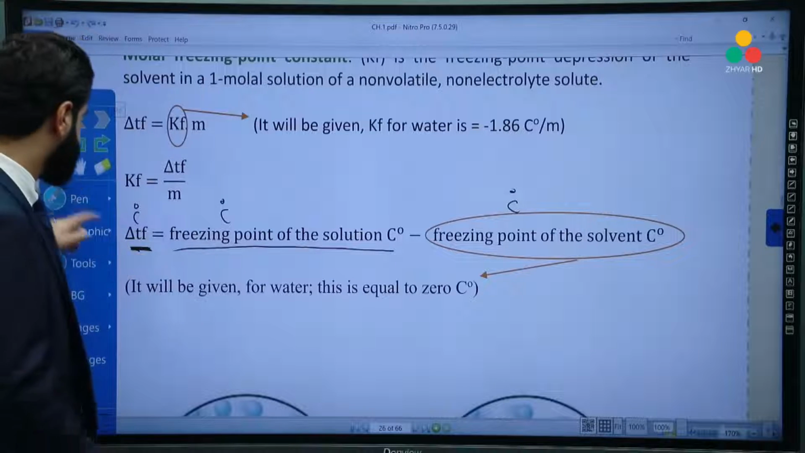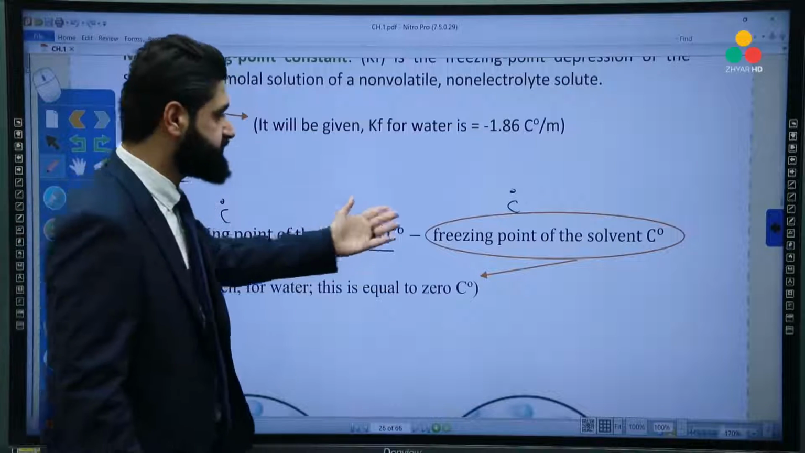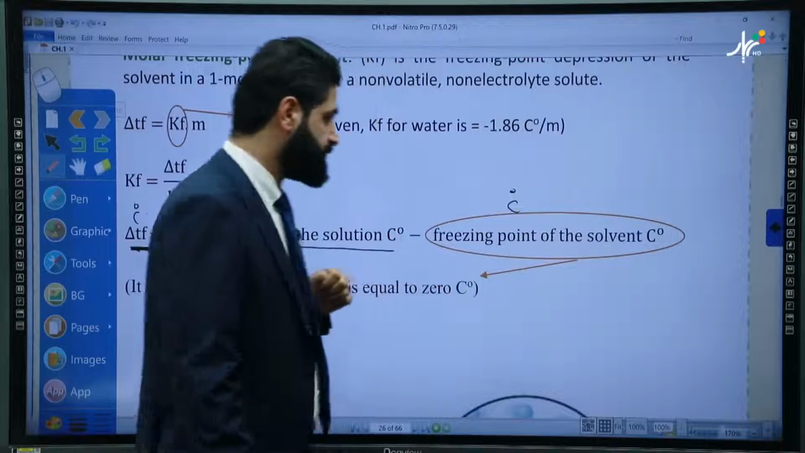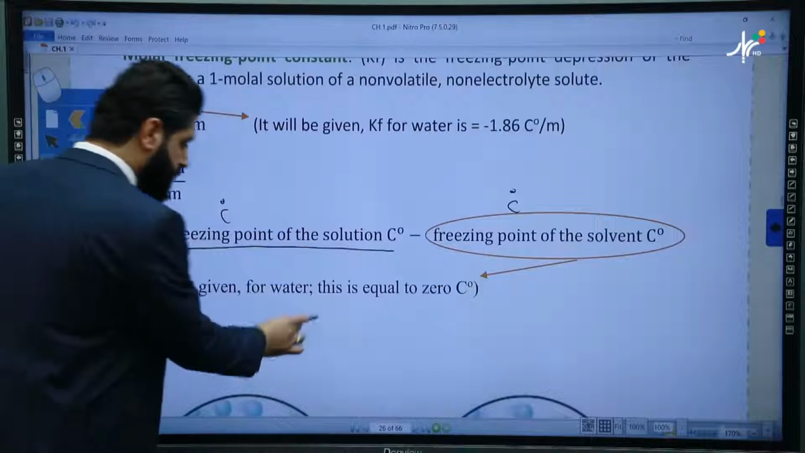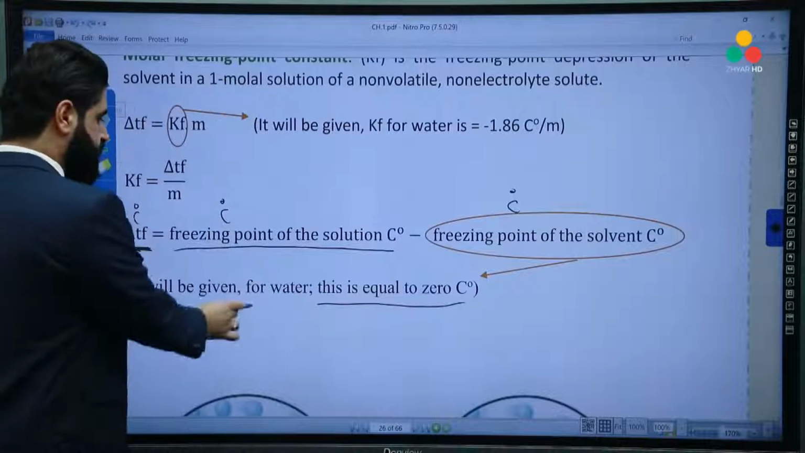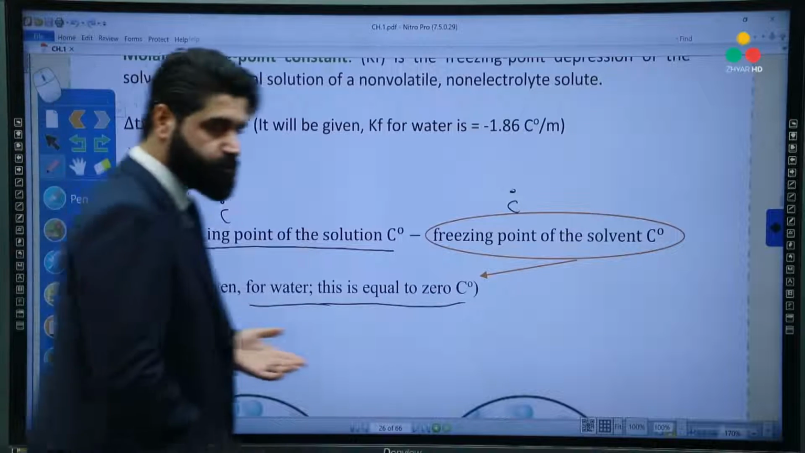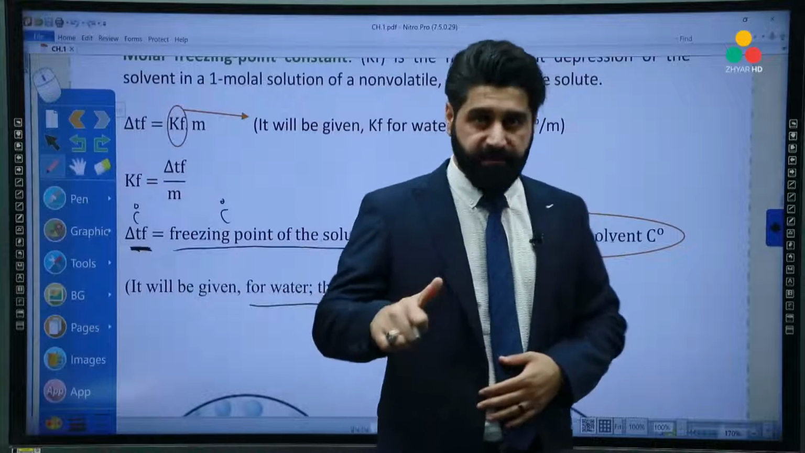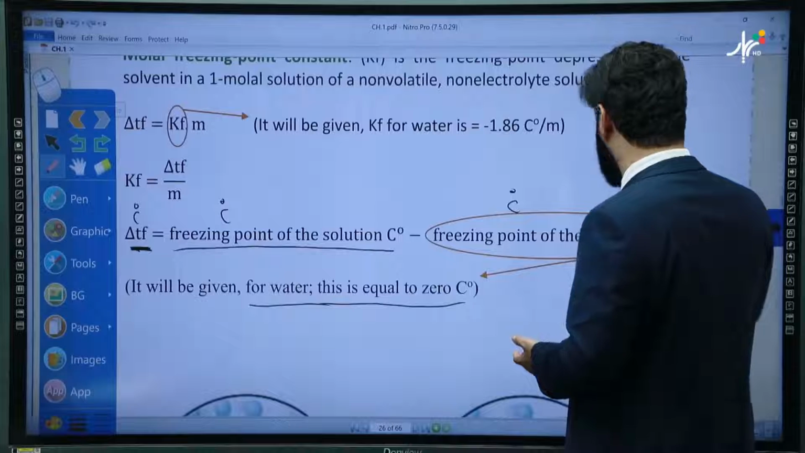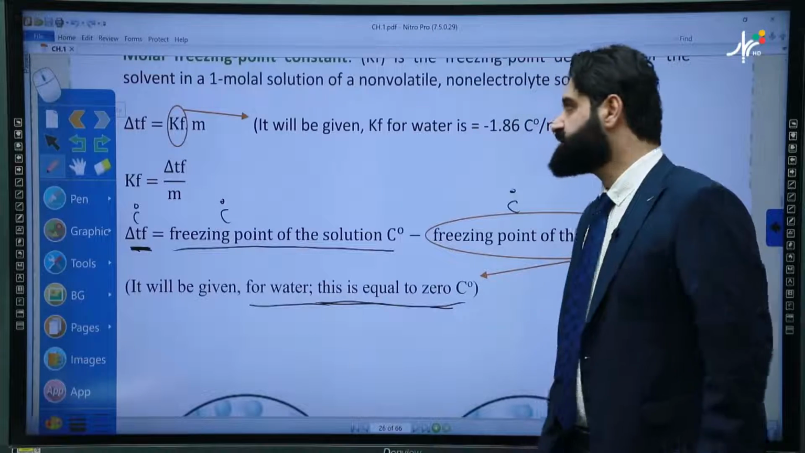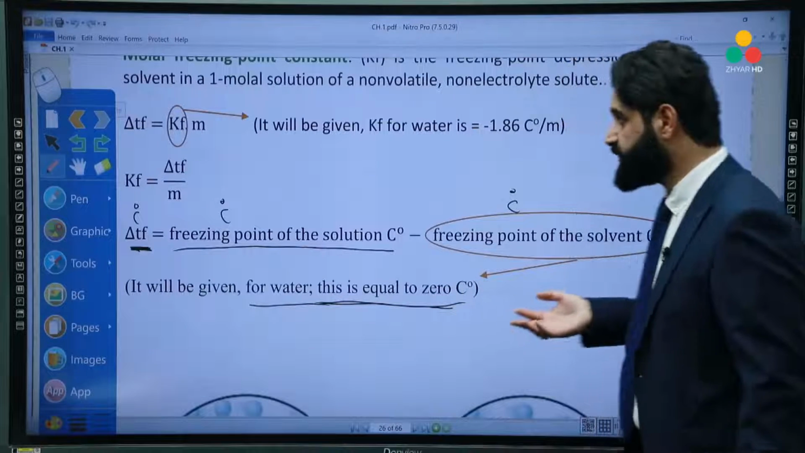Delta TF, which is the freezing point depression, equals the freezing point of a solution in Celsius degrees minus the freezing point of a solvent. If the solvent is water, we know that it freezes at 0. For water, this is equal to 0 Celsius degrees. If not, it will be given. So the freezing point of the pure solvent, if it's water, is 0. In other cases, it will be given, or it will be calculated if it's unknown.